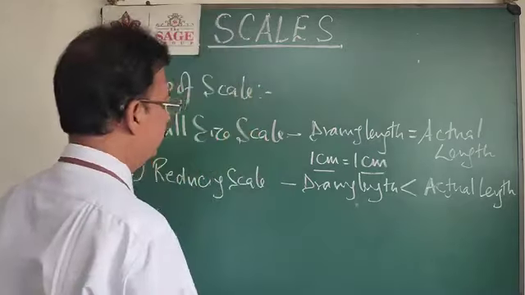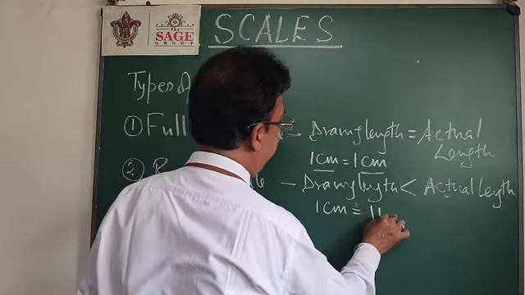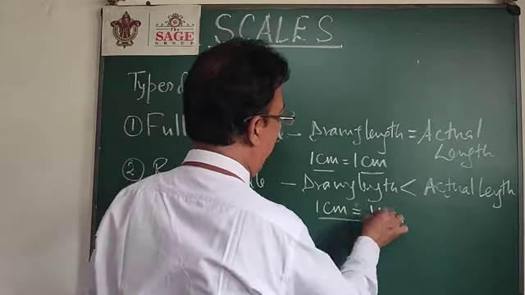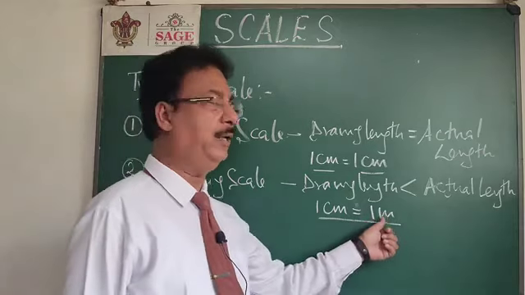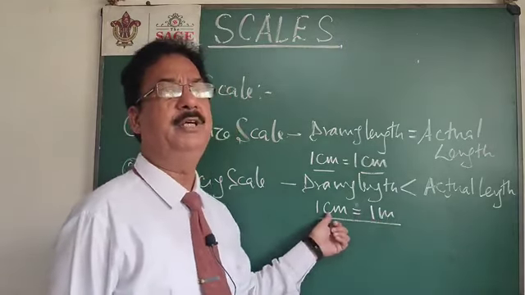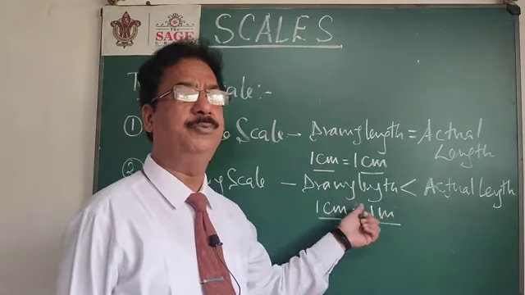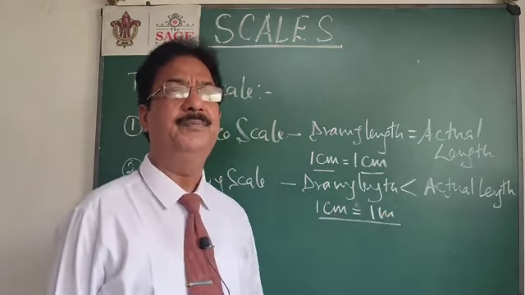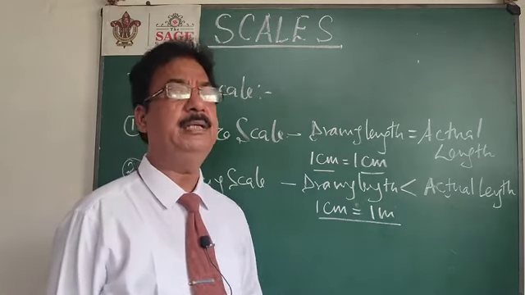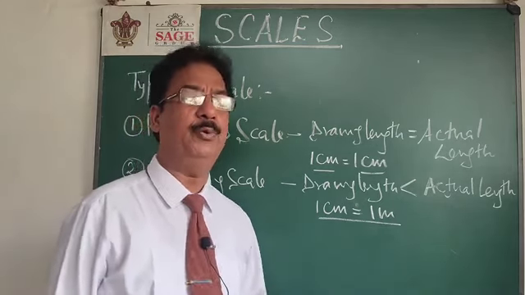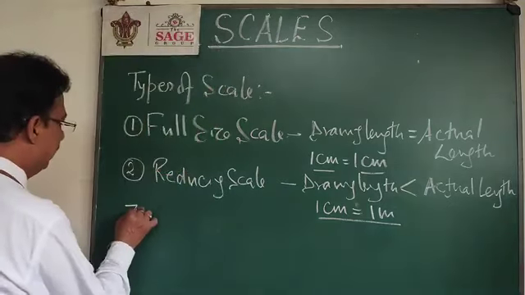For example, if I say 1 centimeter equals 1 meter, it means the object's actual length is 1 meter. In this, the second notation is for the actual length and the first notation is for the drawing length. So 1 meter is the actual size of the object, and I am representing it by 1 centimeter. It means I am reducing it by 100 times, as you know 1 meter equals 100 centimeters. So this is an example of reducing scale.